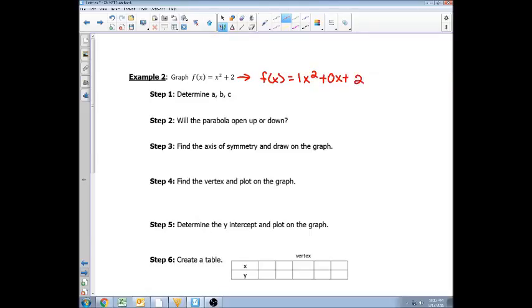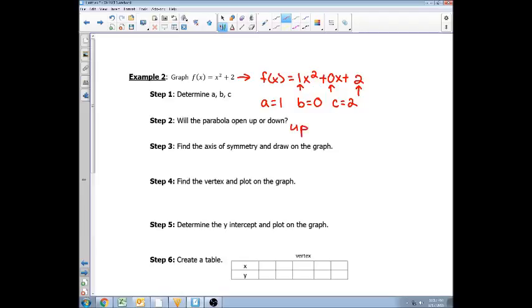Okay? So now I should have an a, a b, and a c. Well, my a is going to be the number that is attached to my x squared, so a equals 1. My b is the number that's attached to the x, so b equals 0. And my c is the number that sits by itself, so c equals 2. Once you get the hang of this, you'll realize, without having to rewrite the equation, that your b value is just 0. So will the parabola open up or down? Well, is my a value positive or negative? Since it is positive, this graph will open up.